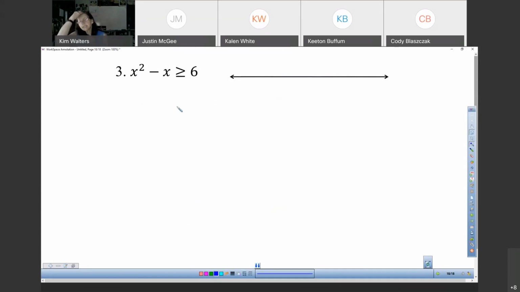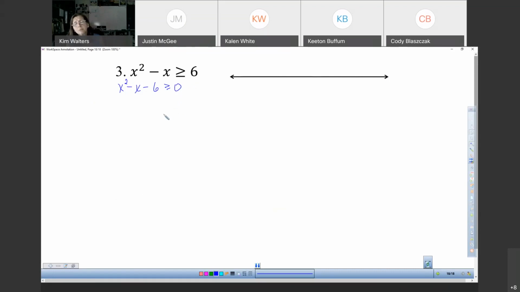Okay. This is quadratic, and so the first thing I have to do is I have to move the 6, so I have 0 over here on the right-hand side. In order to solve these, I have to have 0 on the right-hand side, period, okay? So before I do anything else, I'm going to rewrite this as x squared minus x minus 6 is greater than or equal to 0, okay?